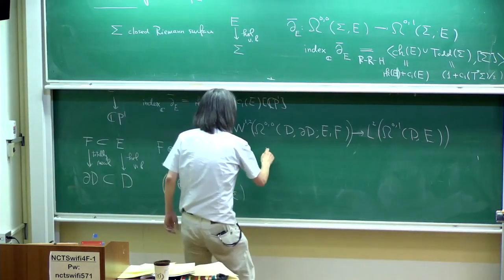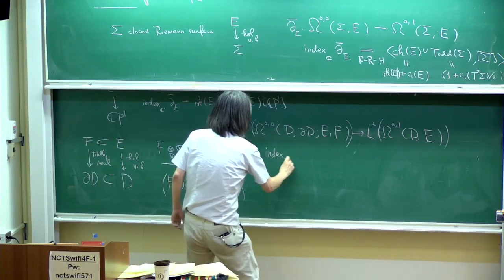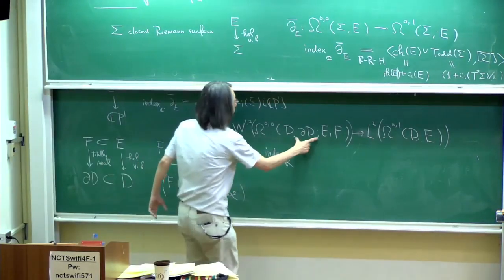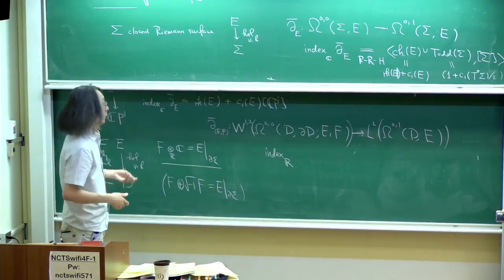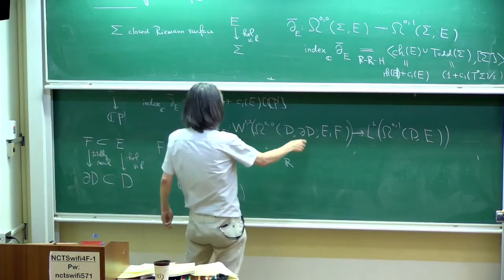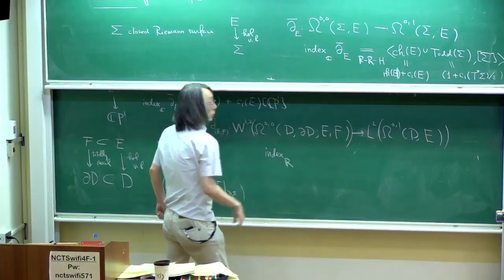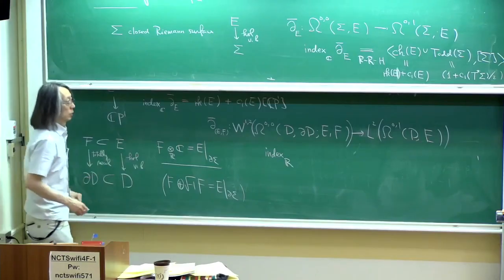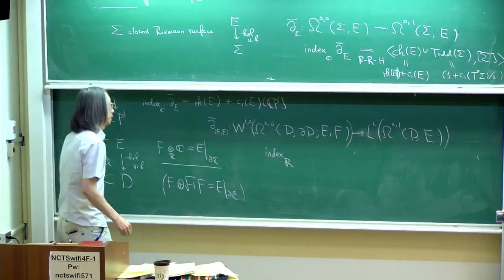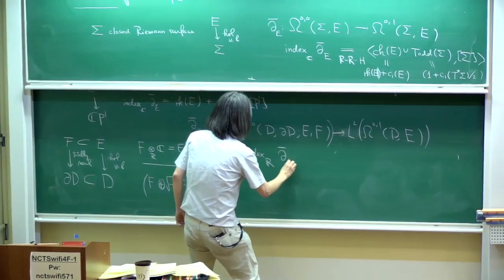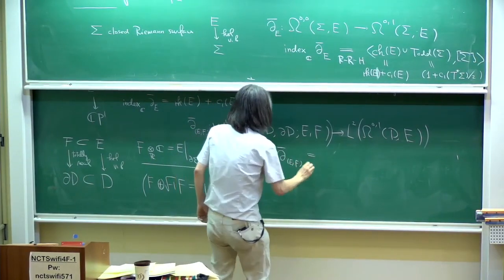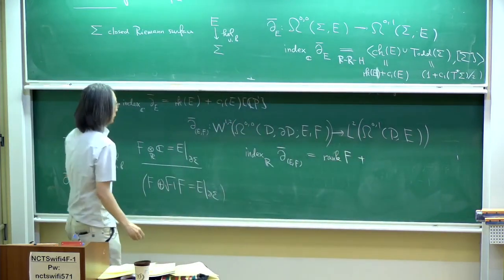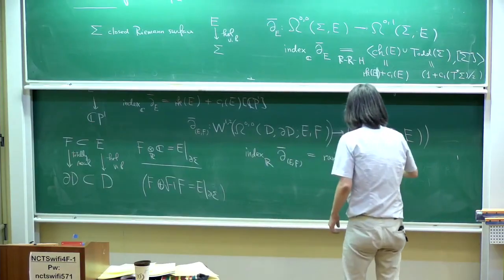And then, in this case, actually the index formula. But in this case, the operator is not complex linear, because this domain is not a complex vector space in the usual sense. If you multiply by square root of minus 1, the boundary value doesn't really lie on F, right? Because F is totally real. So therefore, we can only consider this in the real index. And this one is equal to the rank of F plus the Maslov index of these things.